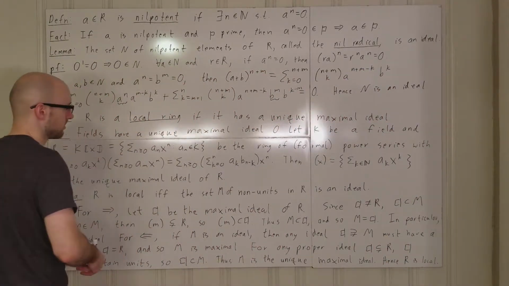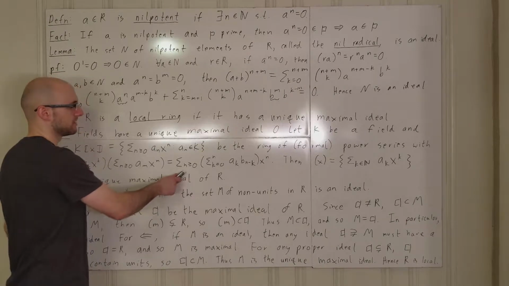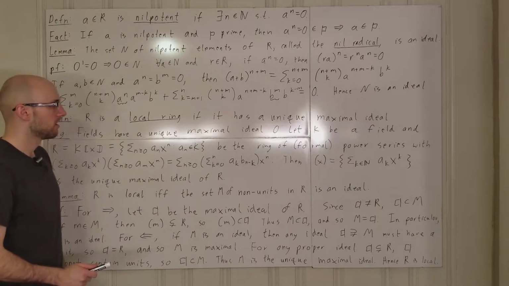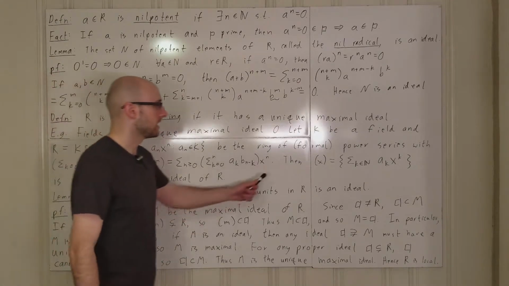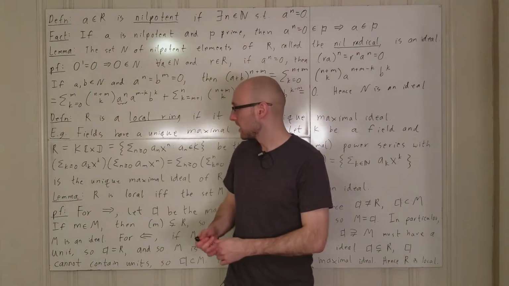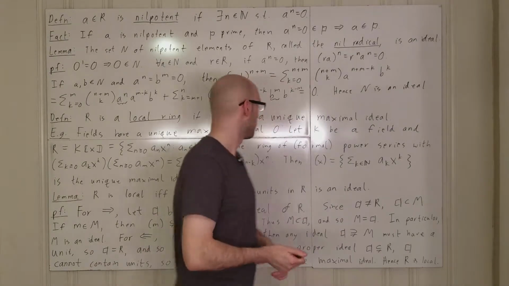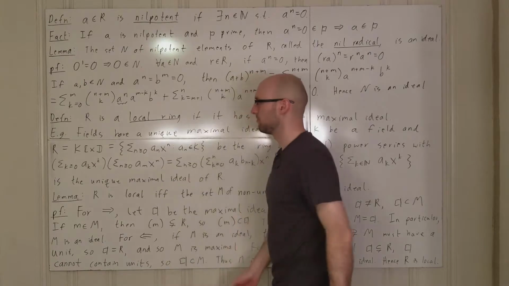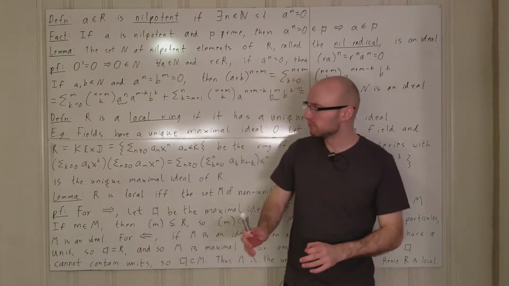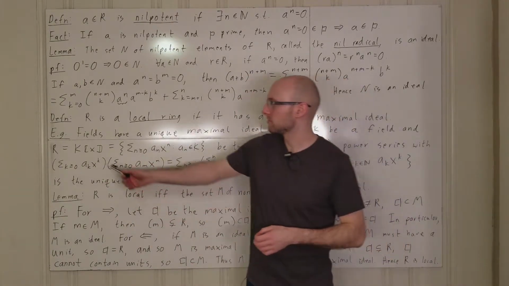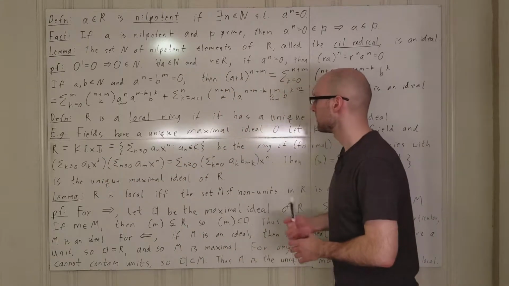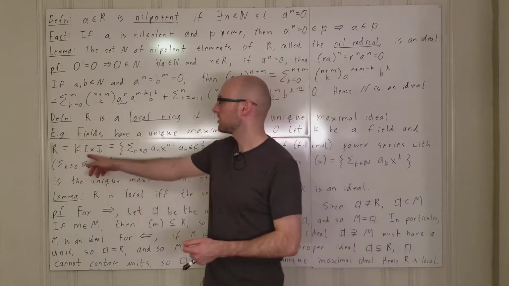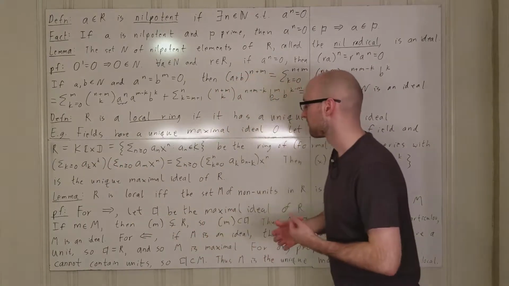At least this sum is infinite. This one will always be finite for each number n here. Then it turns out that the ideal generated by x is the unique maximal ideal of this ring R, which is K with X in fancy double brackets, as opposed to the polynomial ring, where we would just have normal brackets around the X.